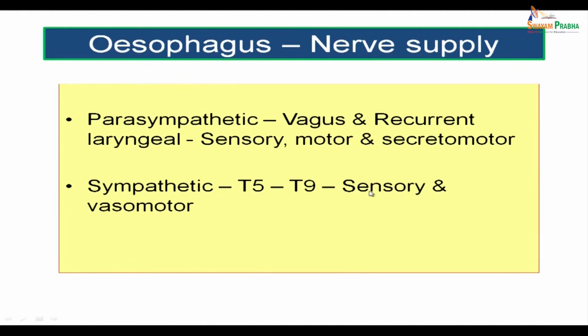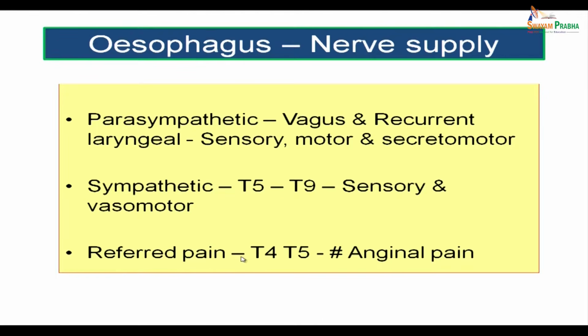They are both sensory and vasomotor. They bring about contraction of the smooth muscle in the walls of the vessels supplying the esophagus. Referred pain is carried via the sympathetic, either T4 or T5 spinal segments, and this can mimic anginal pain.